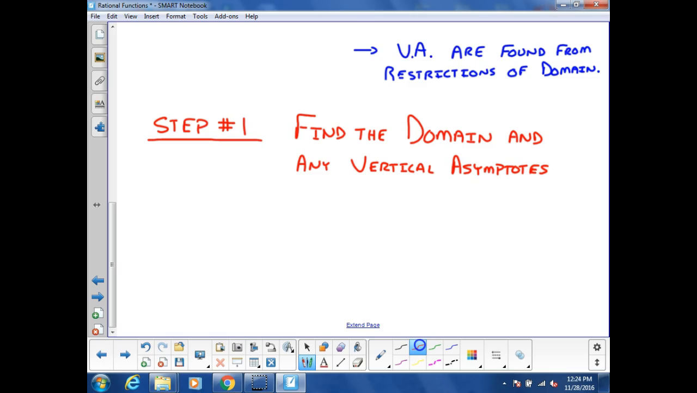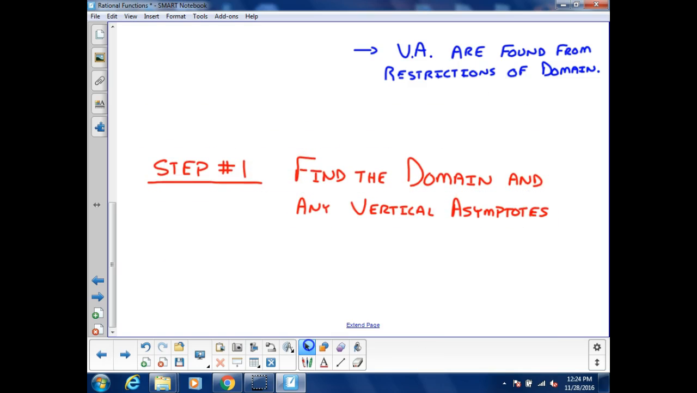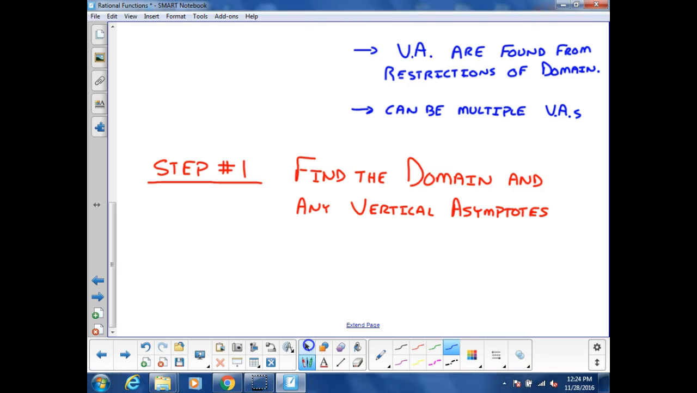By the way, I forgot to mention too that there can be multiple vertical asymptotes. Okay. Whatever the degree is of your denominator, that's how many vertical asymptotes there are. Okay. All right. Let's put this to work now.